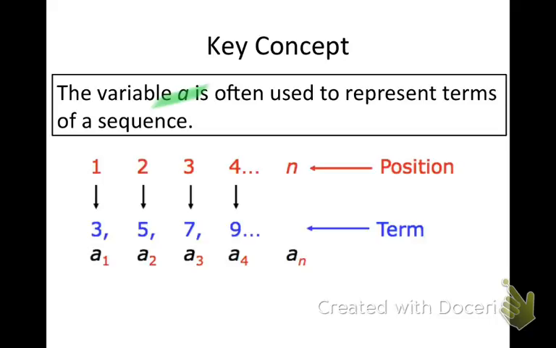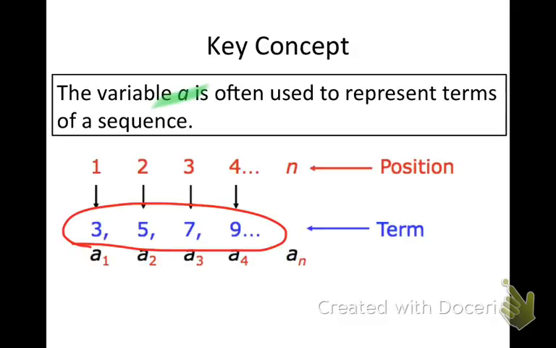So if my original sequence, let's say, was 3, 5, 7, 9. Well, that's easy. What would be the common difference? +2. We're adding 2 each time. So what we're going to be using is a with a subscript of 1, which is going to stand for the term in the first position of the sequence. A with a subscript of 2 stands for the second term of our sequence. A with a subscript of 3 would stand for the third term, and a with a subscript of 4 would stand for the fourth term of the sequence.